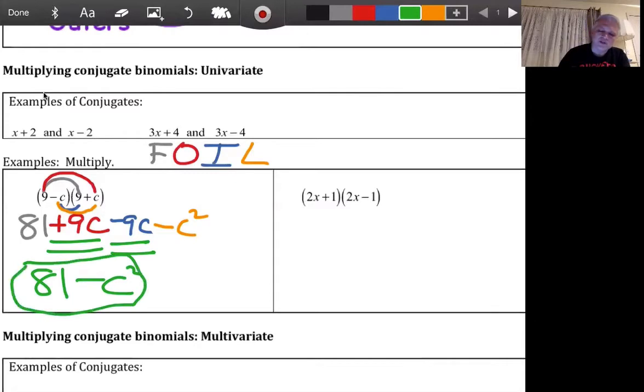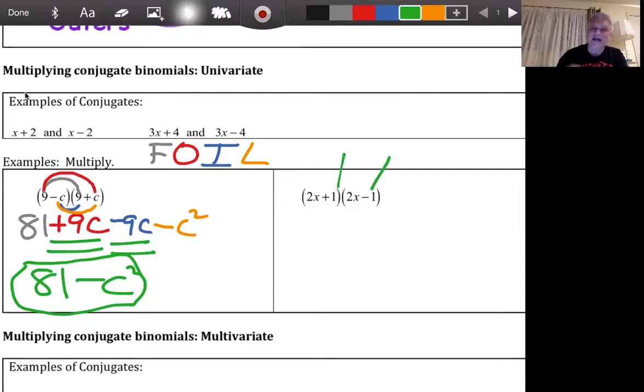Okay, let's do the same thing with our second example over here. So here we have, again, two lovely conjugates. How do I know they're conjugates? We have a 2x and a 2x. We have a 1 and a 1.